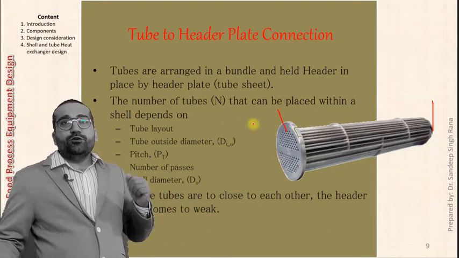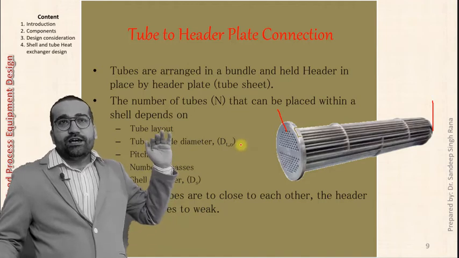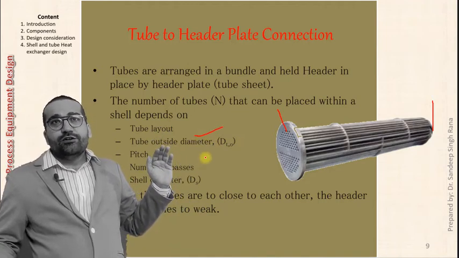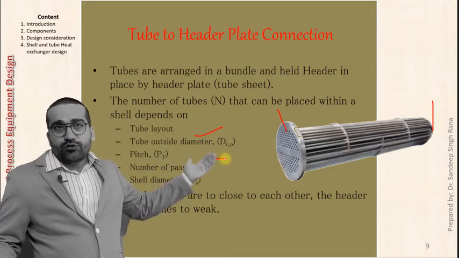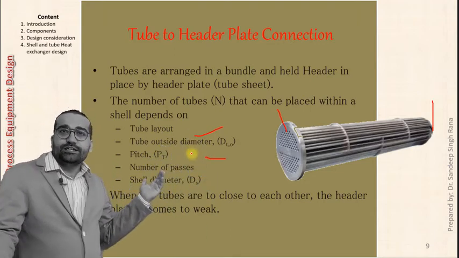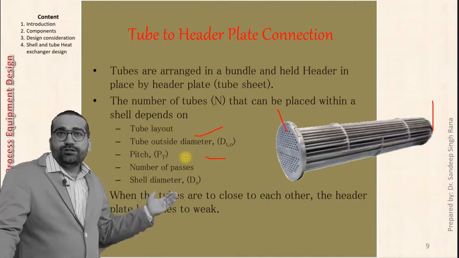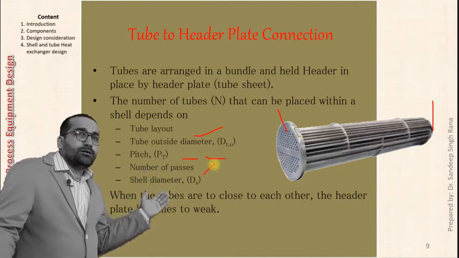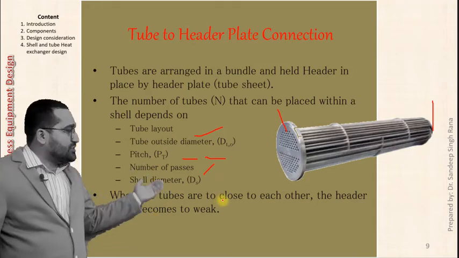So the number of tubes that can be placed in a shell depends upon, as we have already seen, the tube layout, the tube outside diameter, which is known as DTO or DO simply, then tube pitch, then the number of passes, then shell diameter.